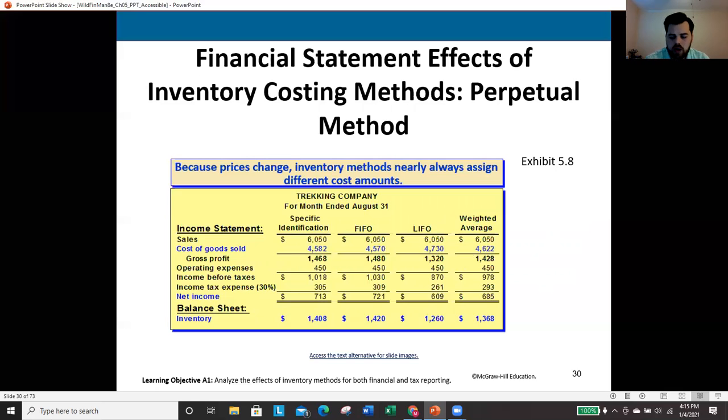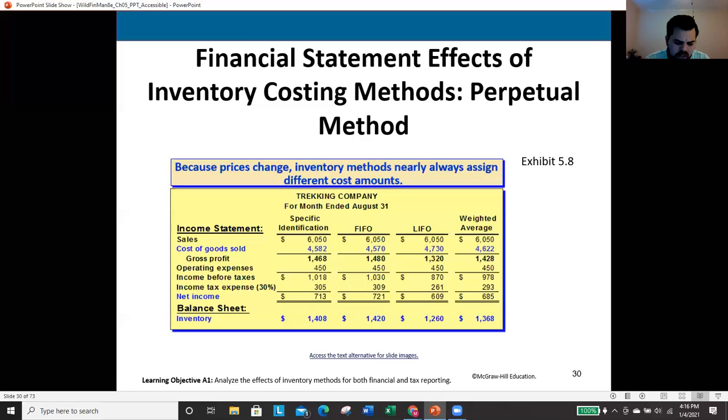Now, one thing I do want to point out here, specific identification in this case was somewhere between LIFO and FIFO. That is not necessarily always the case because it simply depends on exactly which units got sold. So specific identification could give you an amount higher than FIFO for net income, or it could give you an amount lower than LIFO for net income. You never really know. It just depends. But these other three do work in a way that kind of makes them make sense.